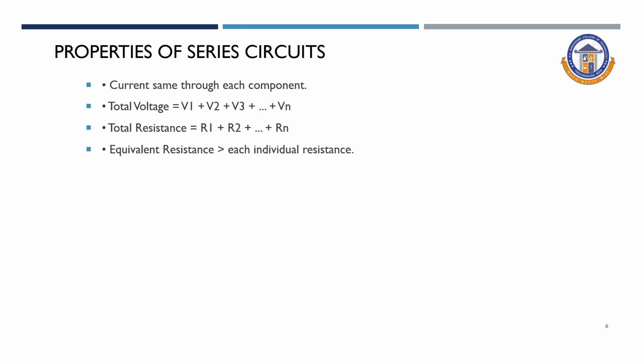Properties of series circuit, as I already mentioned: the current is the same through each component. In the series connection, the total voltage is the sum of the voltage drops across each resistor. If you add them up, that gives the total voltage. Total resistance is the addition of all the resistors, which gives the equivalent or total resistance.